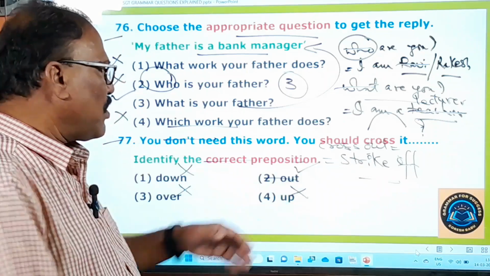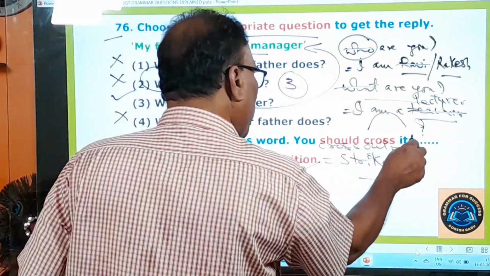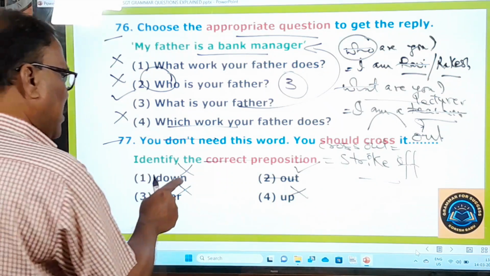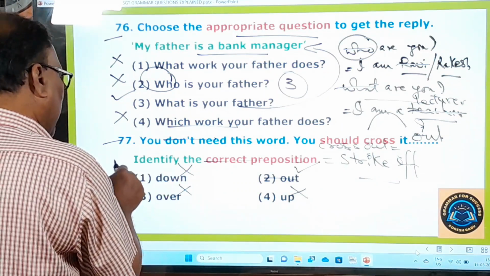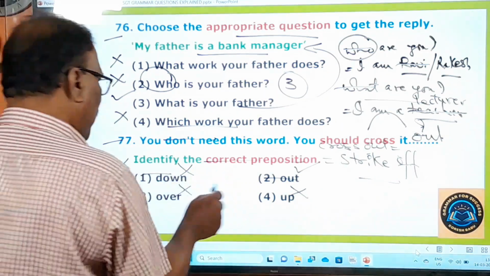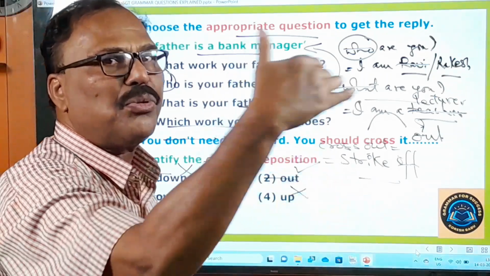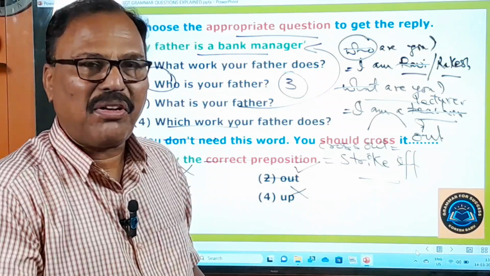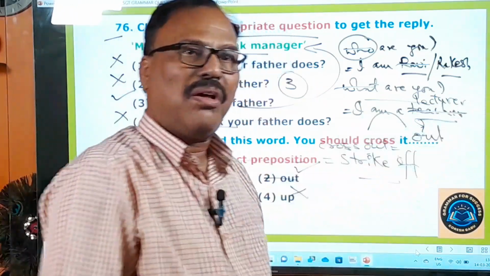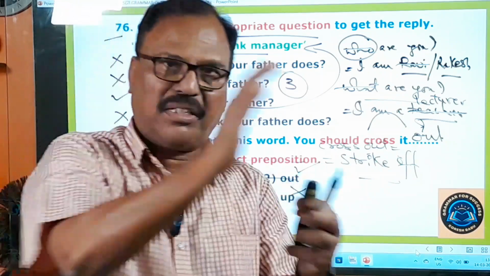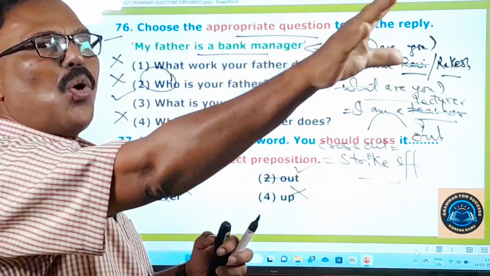Okay, cross out. Here this cross out must be used. Cross down: there is no phrasal verb with down, and therefore this is absolutely wrong. Cross over is there. Cross over means to go from one side to the other. Children, be careful while crossing over the road. Crossing over the road means going from one side to the other. That is the meaning.